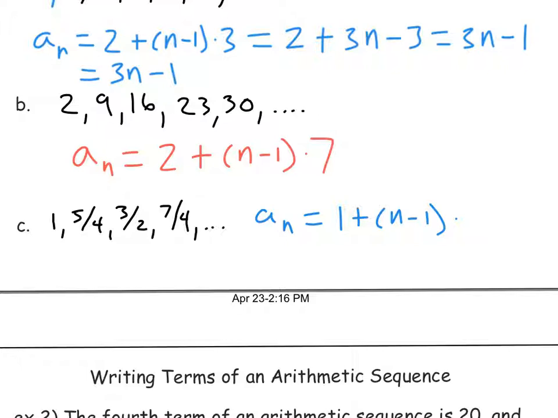Okay, don't forget that what we can always do is take consecutive terms and subtract them. So the first one I'm going to do is the second term, which is 5 over 4, and I'm going to subtract the first term, which is 1. However, I want to write 1 as 4 over 4, and we get 1/4. Okay?